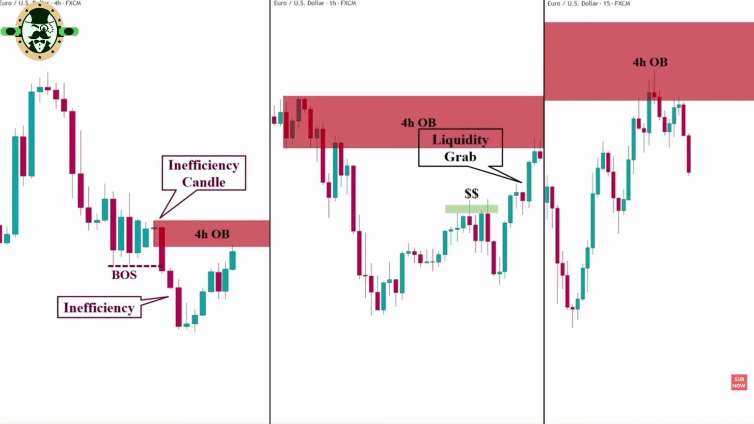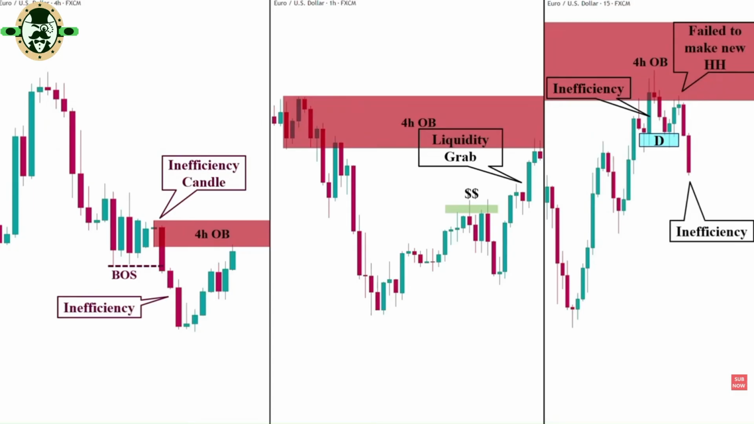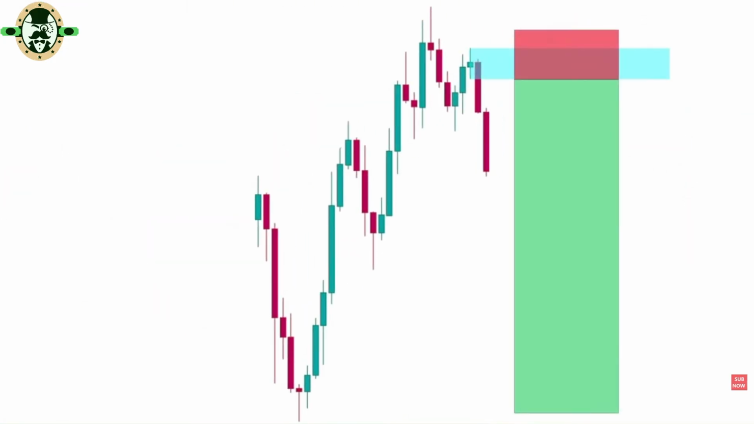First, price breaks structure with inefficiency, leaving behind an extreme demand zone. After retesting, price fails to make a higher high and breaks through demand with momentum. The candle that caused it is our supply order block. That's our short entry. We place the sell order just below the zone, stop loss above the swing high, and target the next structure level.